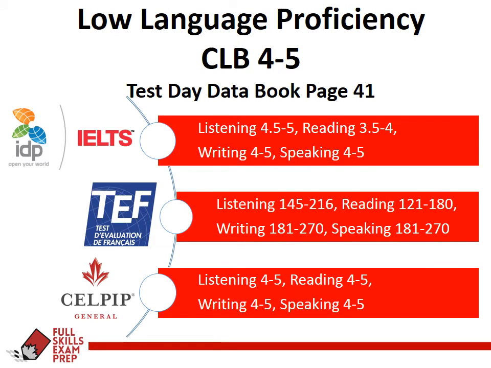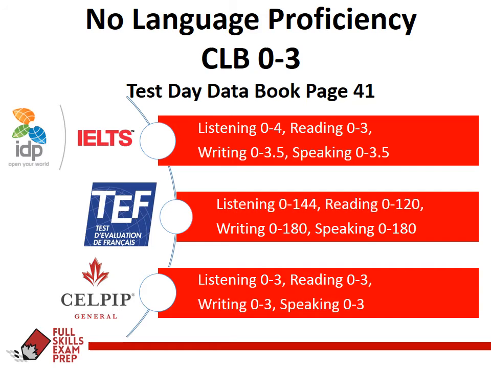For low language proficiency, in IELTS, you have a 4.5 to 5 in listening. For writing and speaking, it's 4 to 5. And reading, you have 3.5 to 4. For TEF, you have 145 to 216 in listening. You have 121 to 180 in reading, 181 to 270 in writing, and in speaking, 181 to 270 as well. And for CELPIP, just 4 to 5 in everything as well.